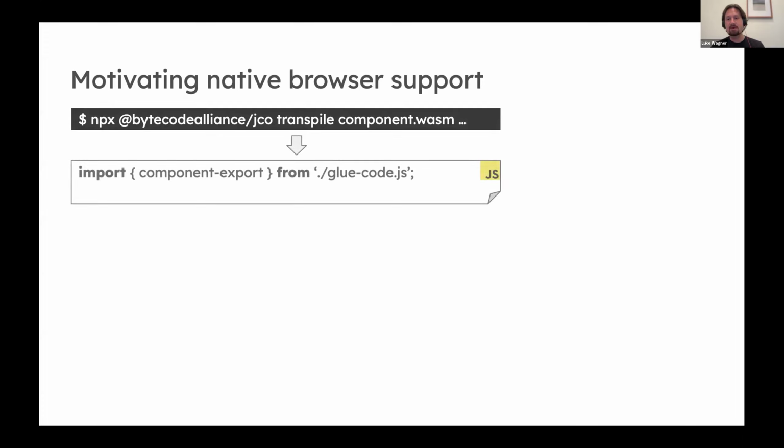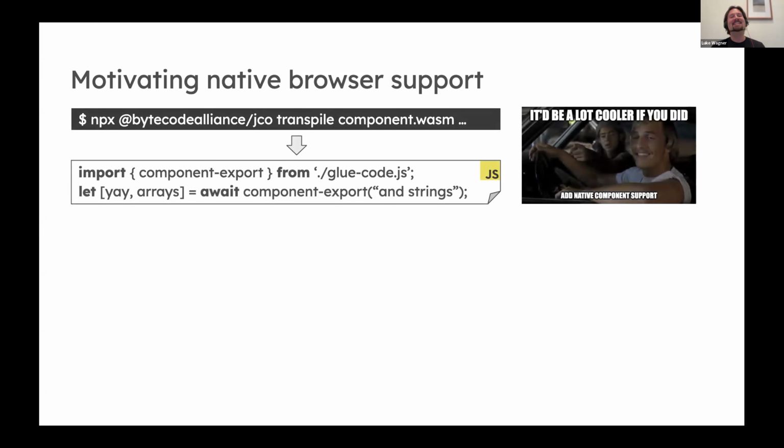You just import the component's exports using a JS import statement, and then you can call or await them, and you get to pass and receive normal JS values like strings, arrays, objects, and so on. And since this works today, we don't depend on browsers adding native support, but it'd be a lot cooler if they did. Why? Because there's already some performance gains to be had.